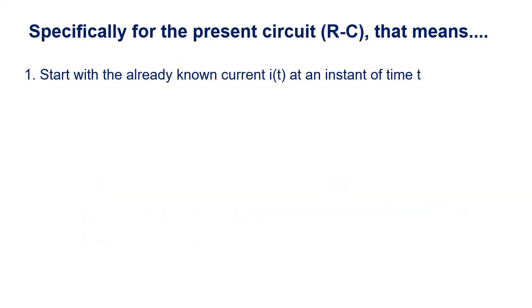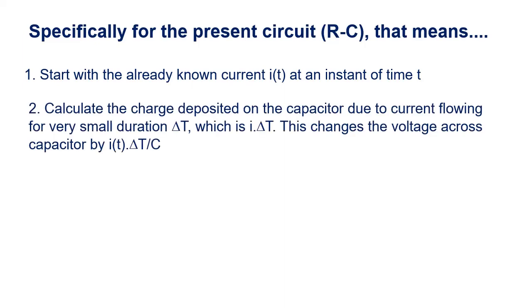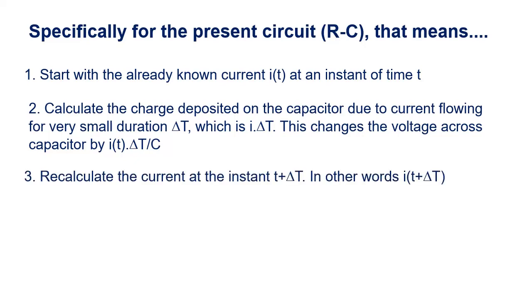For the specific RC circuit under discussion, let's say we know the current at an instant t. We calculate the charge deposited on the capacitor due to current flowing for very small duration delta t. As a result, the small voltage change across capacitor can be calculated. Now we can recalculate the current at an instant t plus delta t. This is repeated on and on.